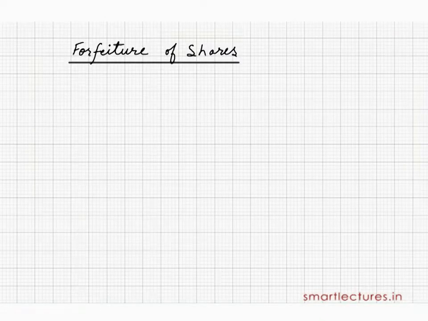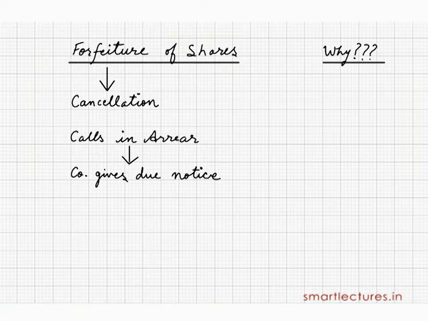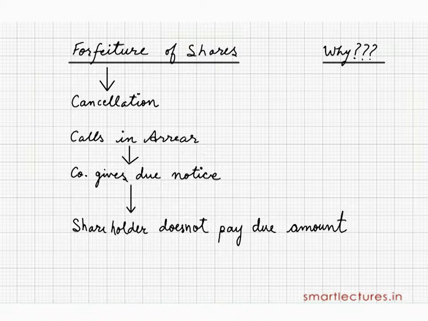Forfeiture of shares means cancellation of shares. Now the question arises, why are the shares cancelled? You must have studied about calls in arrear in the previous chapter. If there are calls in arrear, the company gives the shareholder due notice. If the shareholder doesn't pay the due amount, his or her shares can be cancelled.